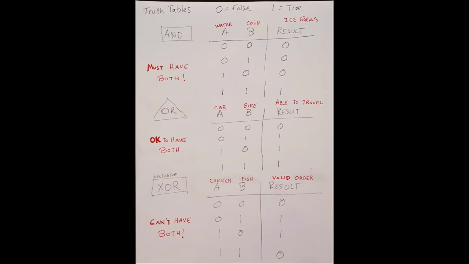For logical OR, it is okay for both A and B to be true, but it is not a requirement. As long as one is true, then the result will also be true. For example, as long as you have either a bike or a car, then you are able to travel. Finally, exclusive OR dictates that inputs cannot both be true and cannot both be false, you must have only one or the other. For example, you may be permitted to order fish or chicken, but you cannot order both.